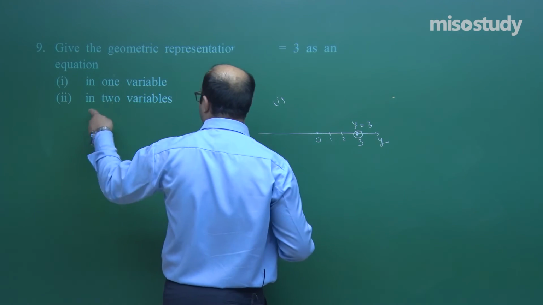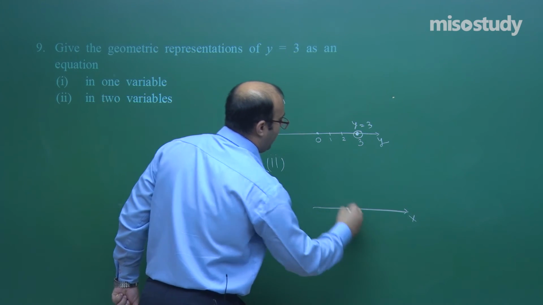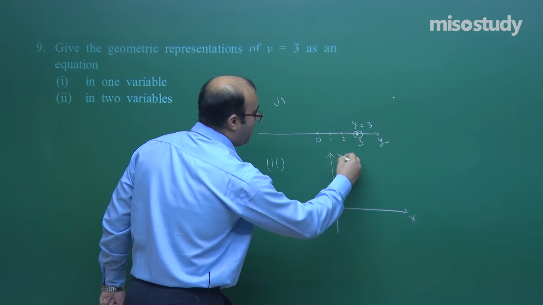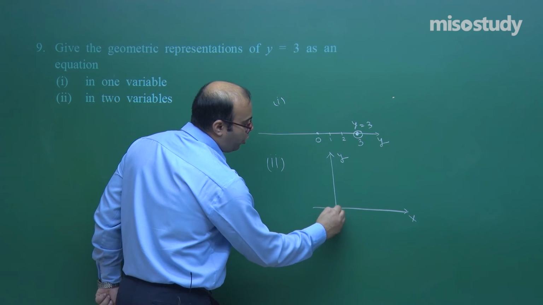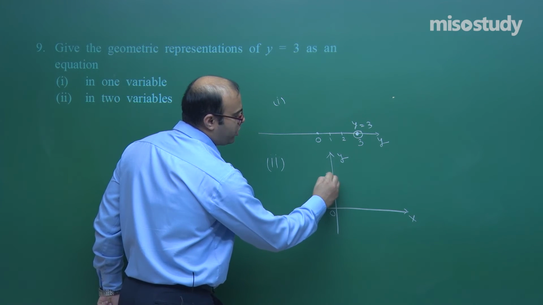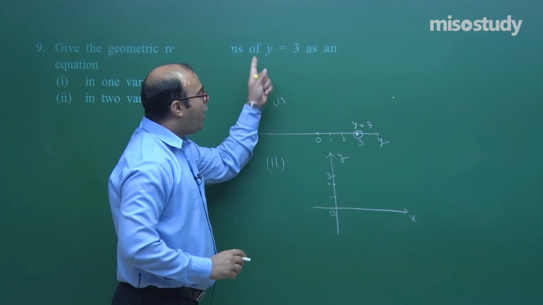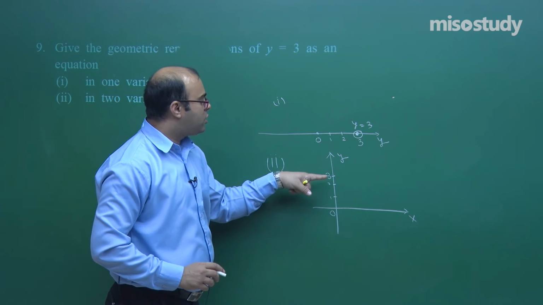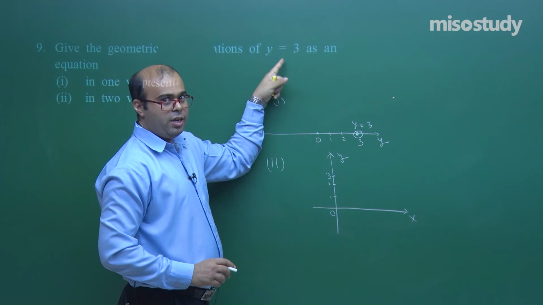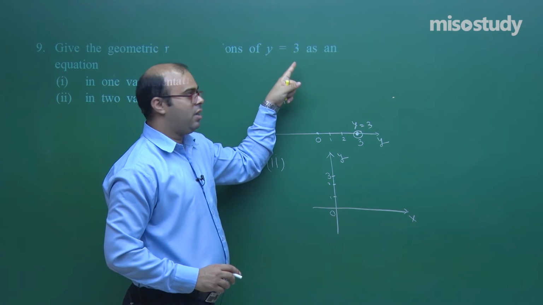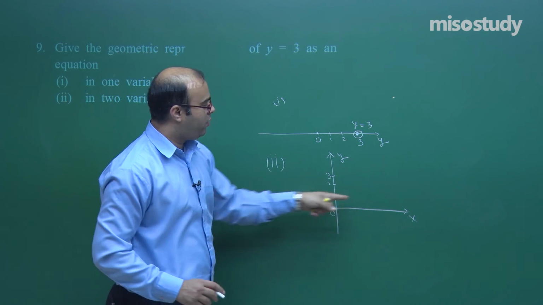But if it is in 2 variables, that means there is an x-axis also and there is a y-axis also. And it is given y is equal to 3. That means from the origin, along y you have to go 3 distance. This is 1, this is 2, this is 3. Since there is no x, here it was a point, here this is a line. A linear equation in 2 variables is a line. Another variable is not present, but you have to draw in 2 variables. So the other variable is x.